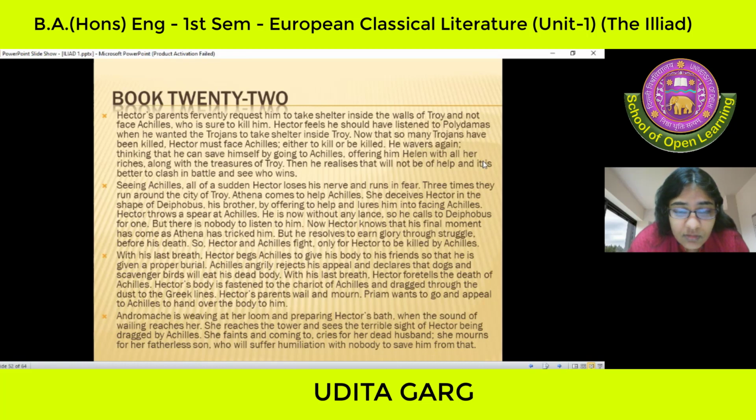She mourns for her fatherless son who will suffer humiliation with nobody to save him from that. Right? So you see that at this point Achilles has killed Hector and he's dragging the body of Hector. He's denied Hector, who pleaded to him in his last moments that he should give him proper burial, but he says that his body would now be eaten by dogs and scavenger birds. And the news reaches Hector's parents and also his wife, who are completely devastated. And you see that the entire city is crying for the death of Hector.